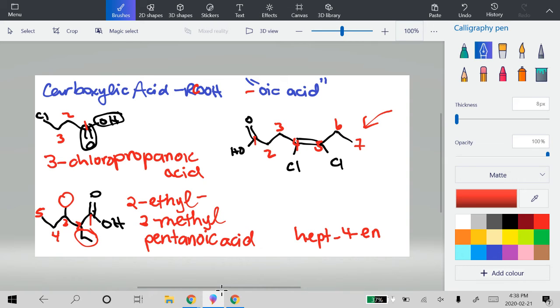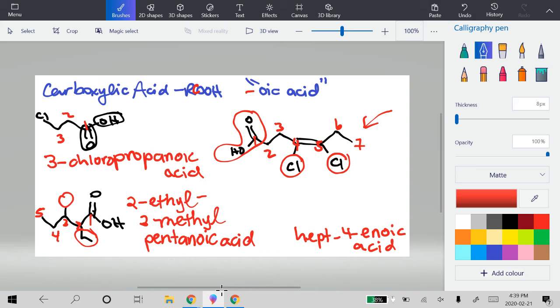We would drop the E at the end and replace it with oic acid, and that's our backbone. Hept for 7 carbons, 4 for the double bond, en for the double bond of an alkene, and oic acid for the functional group COOH. Then we just have these chloro molecules, and you notice their arrangement. They're not on opposite sides. They're on the same side of the double bond in reference to the carbon backbone.